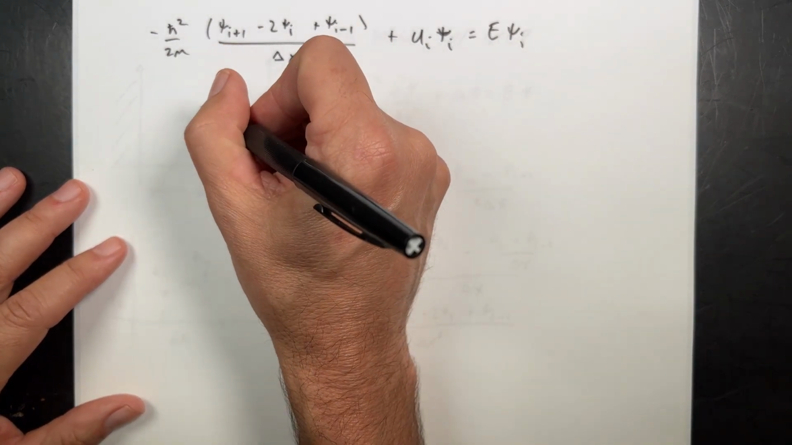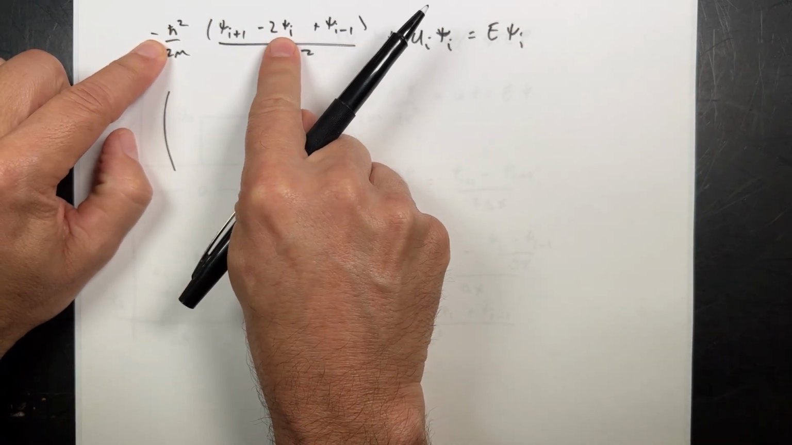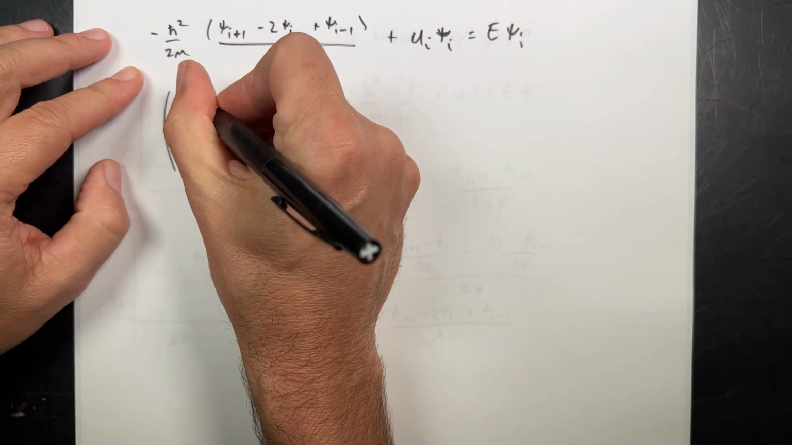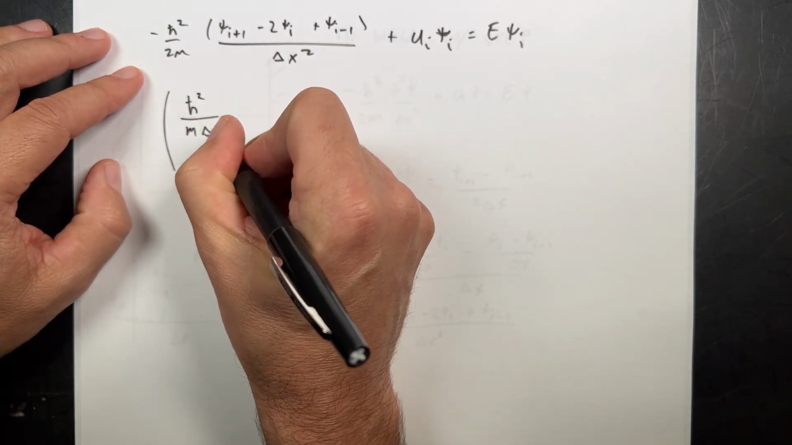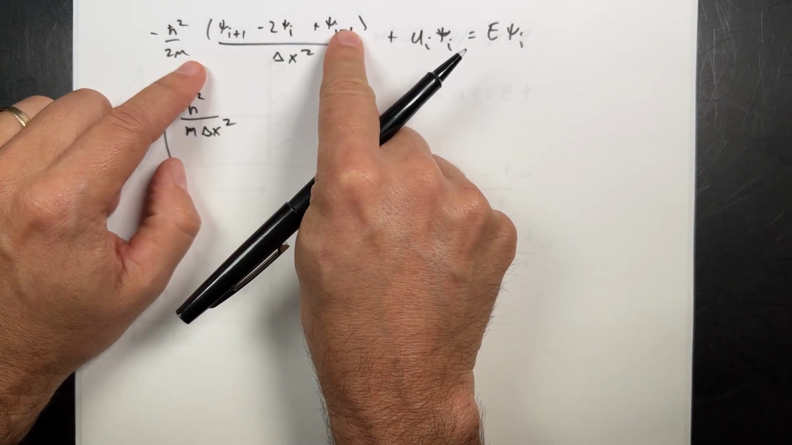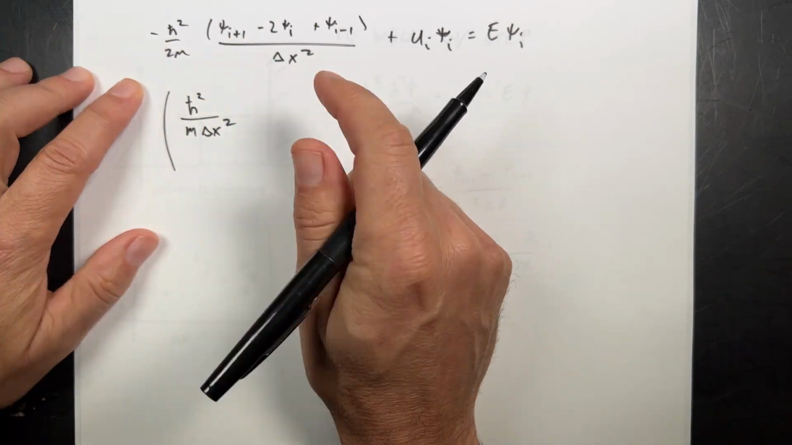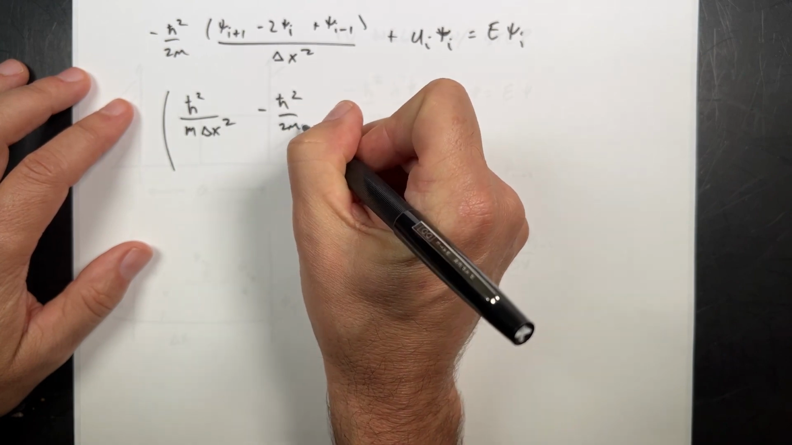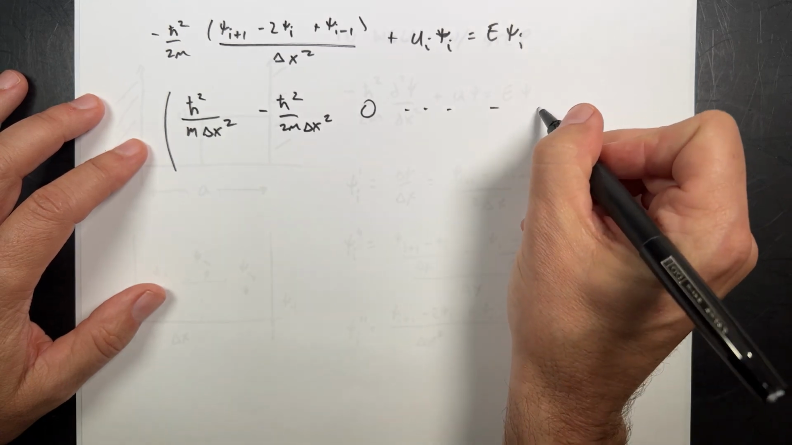I'm going to write this as the matrix. See, I have a negative 2 psi I multiplied by this over delta x squared. That's going to be equal to h bar squared over m delta x squared. Now the next term, I plus 1, is just going to be this times that, negative h bar squared over 2m delta x squared, and then I get a 0, and all these are zeros.